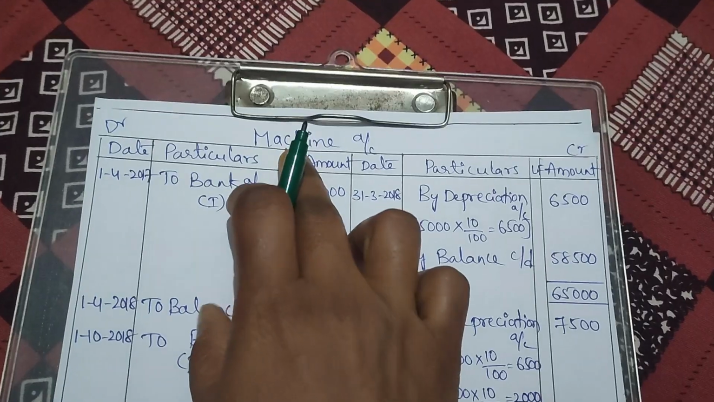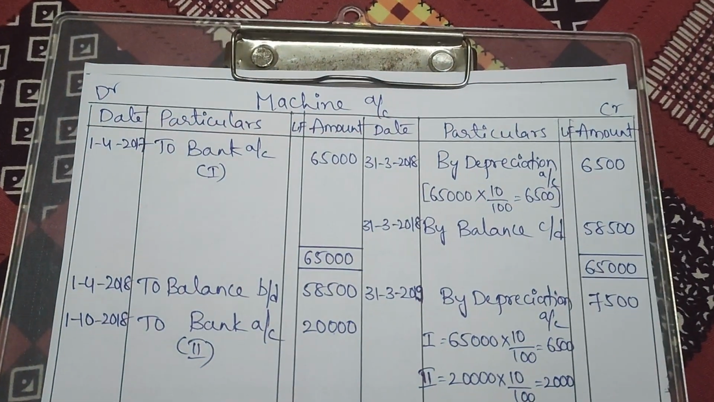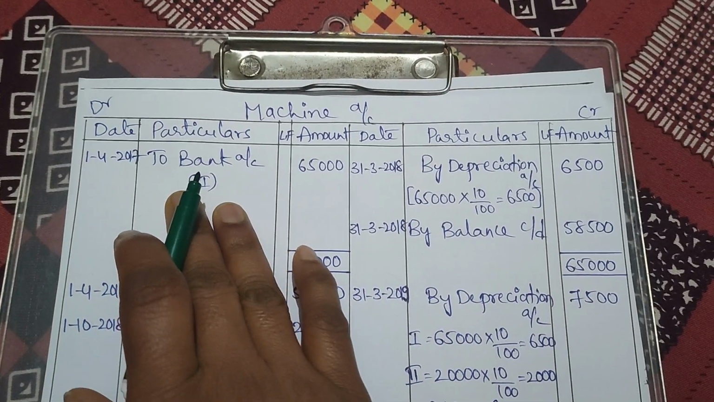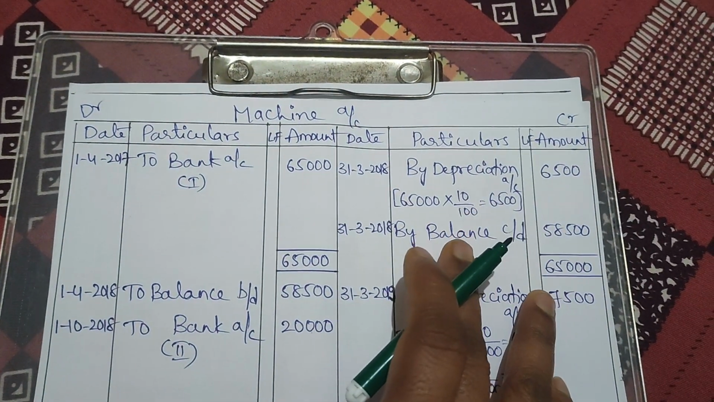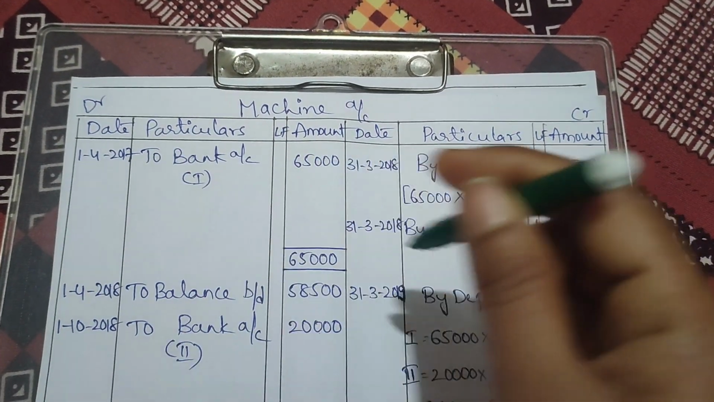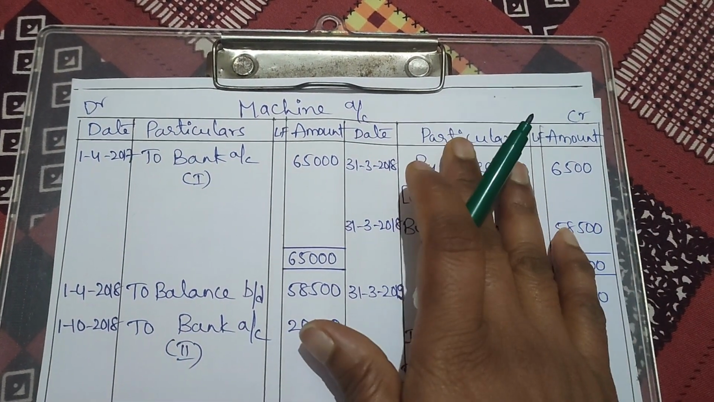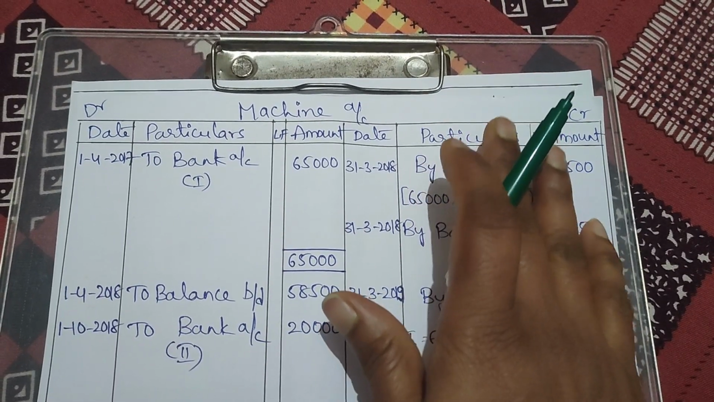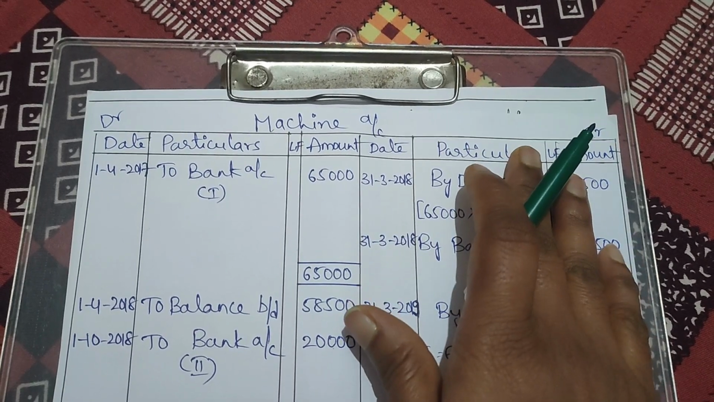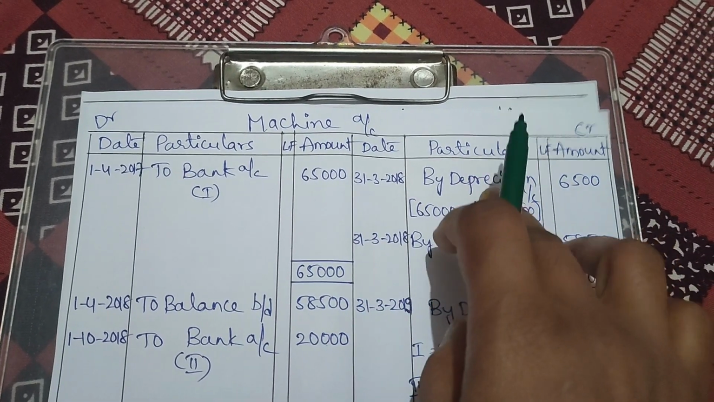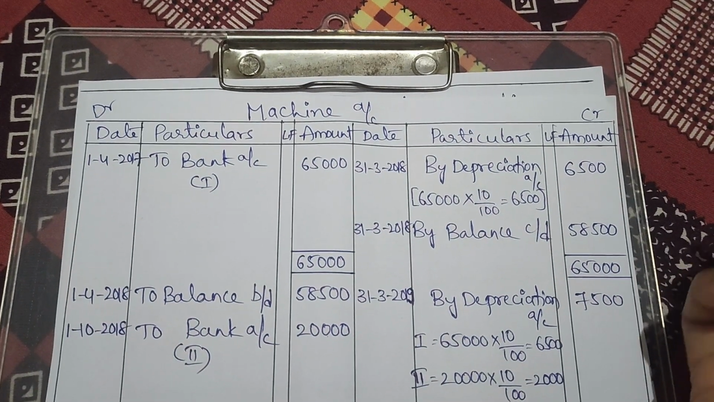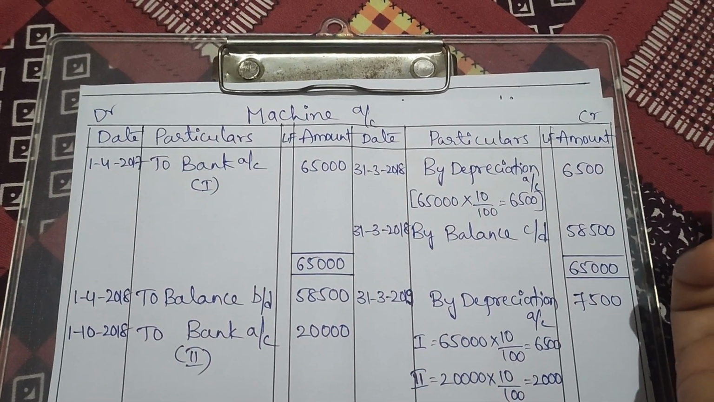Here, debit. Account name is machine account. If machine is purchased, we should write on the debit side. If it is sold, we will write on credit side. At the end of every year, the businessman calculates depreciation that will be recorded on the credit side at the end of the year for the used period. If they use machine for 1 year, 1 year depreciation. If they use machine for 6 months, 6 months depreciation. If they use machine for 3 months, 3 months depreciation.